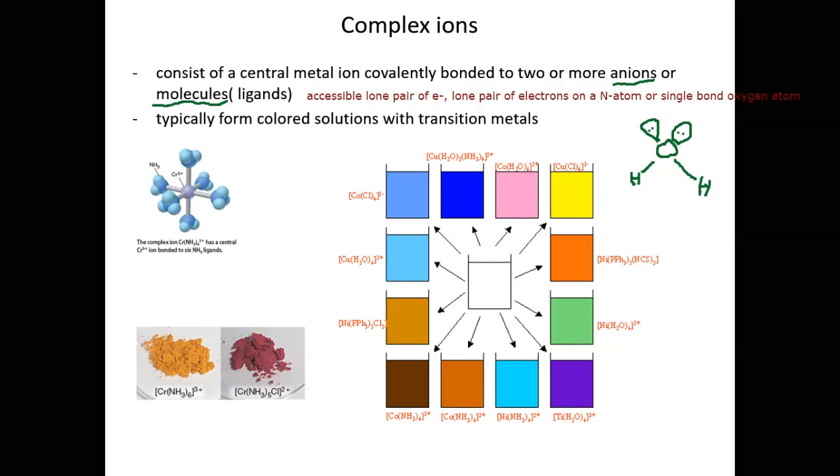Now, for example, what I mean by single bond oxygen is if we have an anion that has, for example, a deprotonated acid, single bond oxygen atom. So for example, if I drew the acetate, so this is the acetate ion.